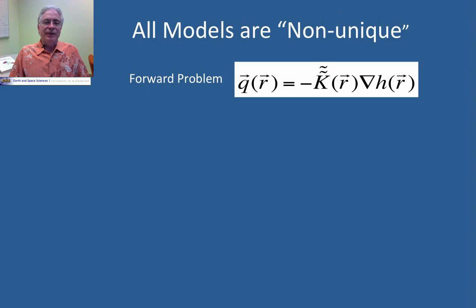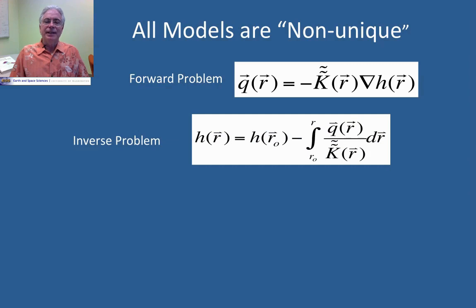Now, we are often trying to do the inverse problem. And what's the inverse problem? It's predicting the hydraulic head at point R based on integrating Darcy's law. And so here we have an integral relationship where the hydraulic head is equal to the head at the point R naught minus an integral of the quotient of Q divided by K integrated over the path from R naught to R.